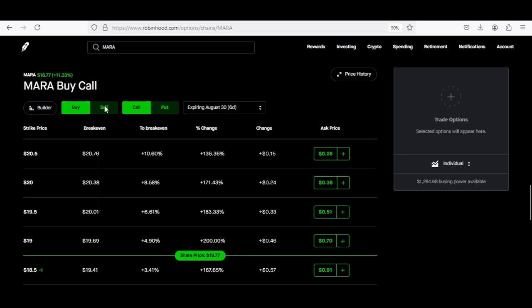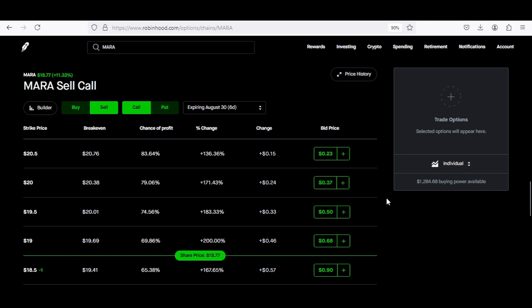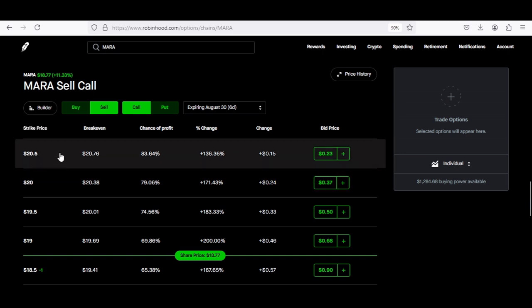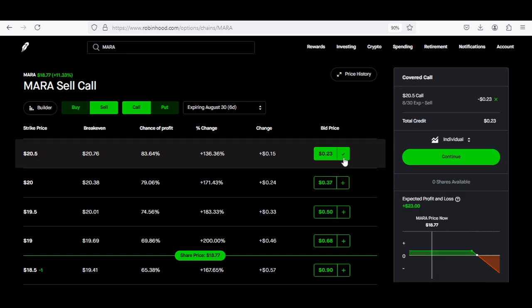Now we're going to make sure it says sell and then call. Once again, we're going to be choosing our same strike date of August 30th. With this instance, we're going to be choosing our strike price above the current share price. So I'm going to go with the 20.5 strike price. With the 20.5 strike price, I will have a chance of profitability of 83% or higher, and I will be paid 23 cents, or $23.